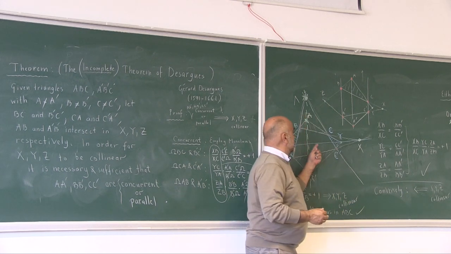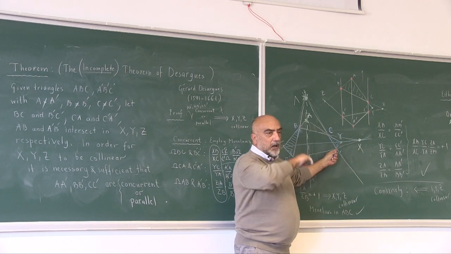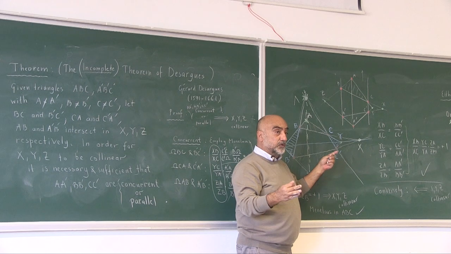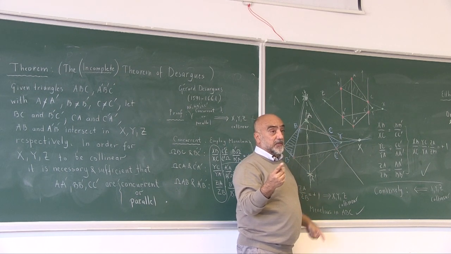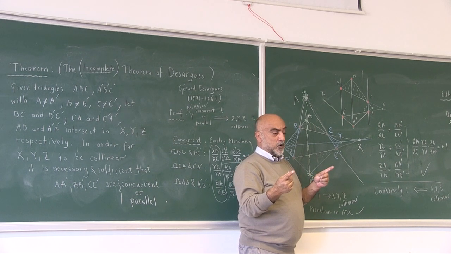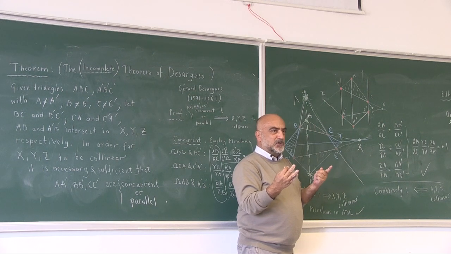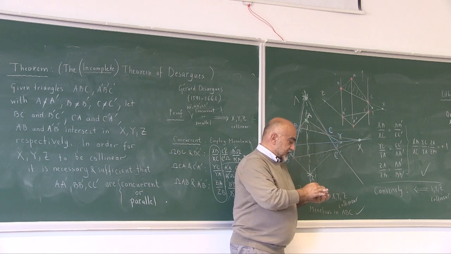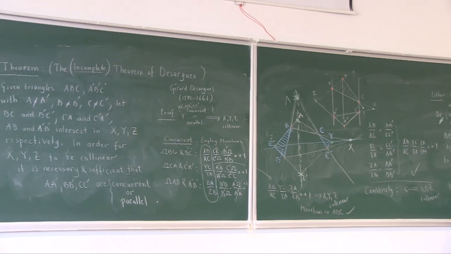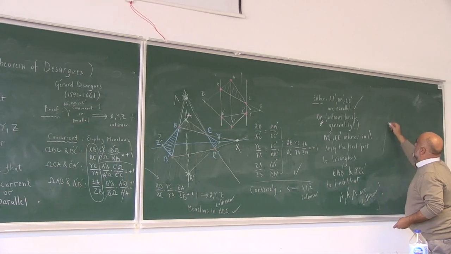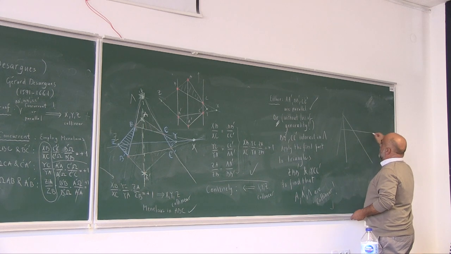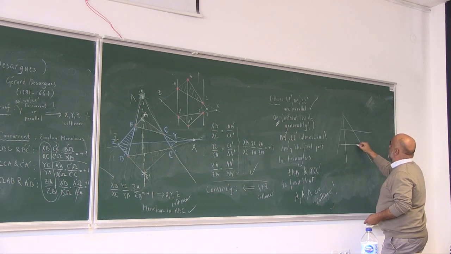For instance, if I don't make the assumption that BC and B prime C prime intersect, what happens if they don't intersect? Well, in Euclidean geometry, for two distinct lines, there are two possibilities. Either they intersect or they don't, but the moment they don't intersect, they occupy a very special attitude to one another. They are parallel. So for instance, if BC and B prime C prime are parallel, you've got a picture like this. So that's BC and that's B prime C prime. They don't intersect, they're parallel.